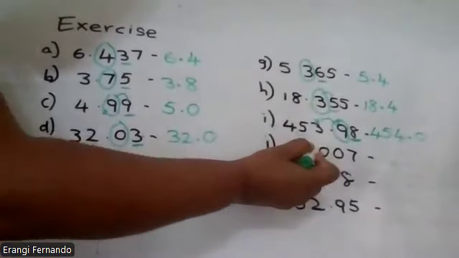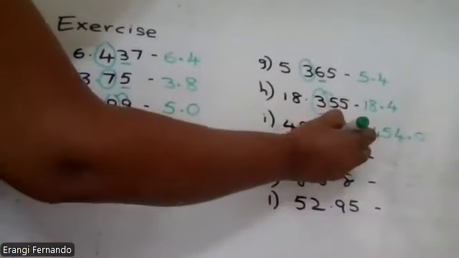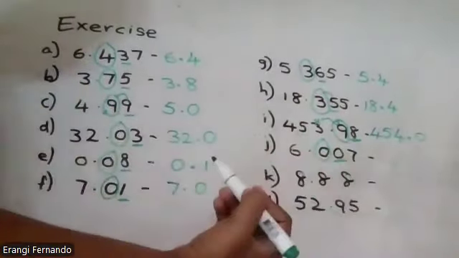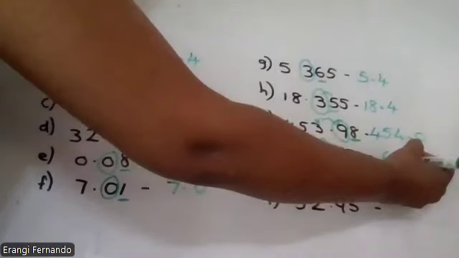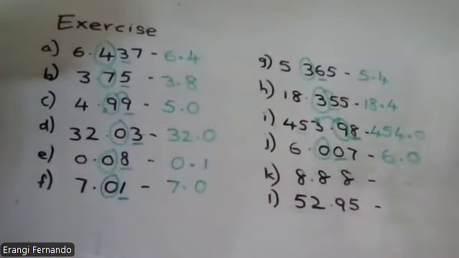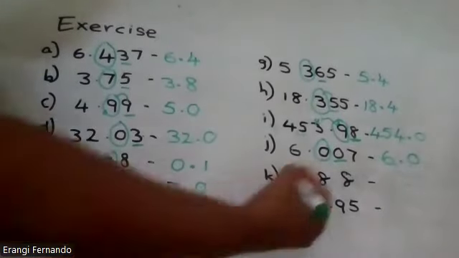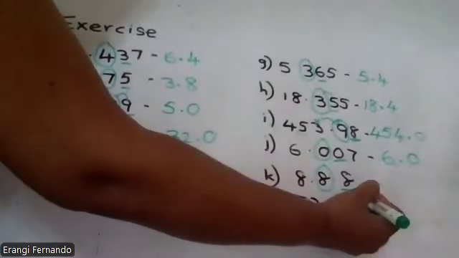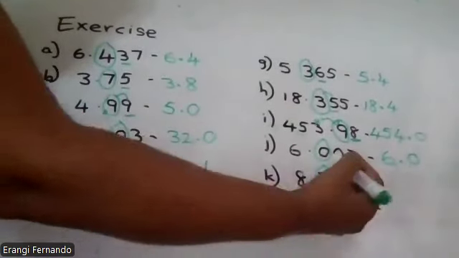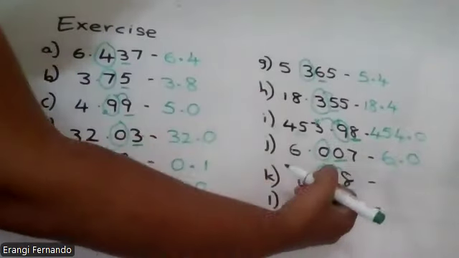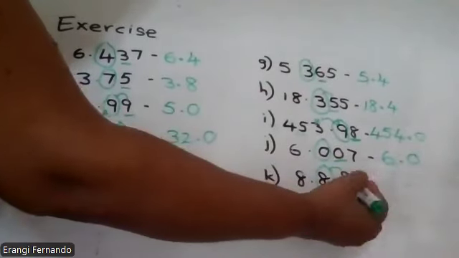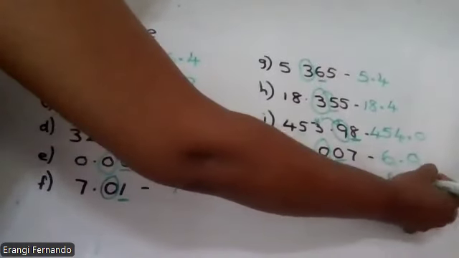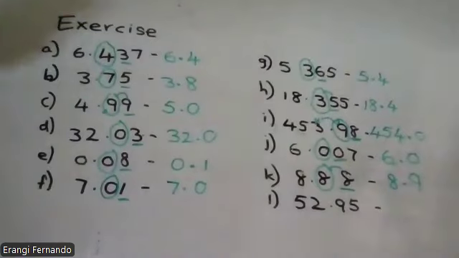Next one, 6.007. The first decimal is 0. The next door value is also 0, so less than 5. When you round off, 6.0. If not, 6. Next, 8.89. First decimal 8. Next door value is also 8. It's more than 5. When it is 5 or more, you have to add 1. Then the answer is 8.9.